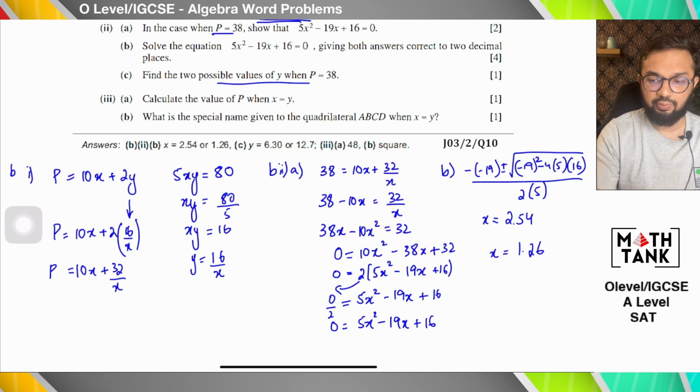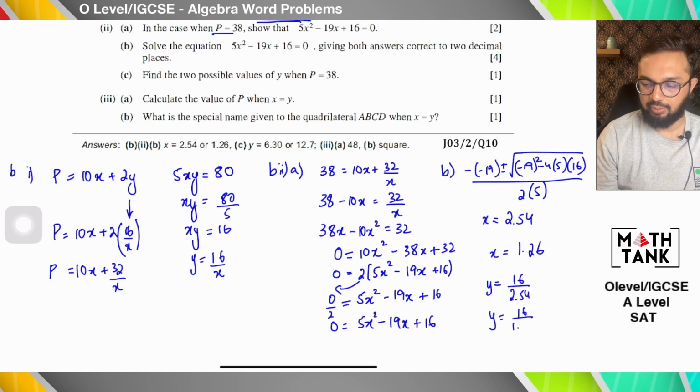Let's find the two possible values of y. I think that's simple. I had this, I can use this. So y equals 16 divided by 2.54 and y equals 16 divided by 1.26. That gives 6.30 and 12.7.